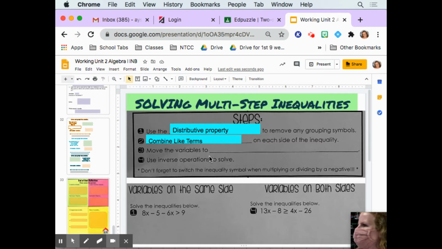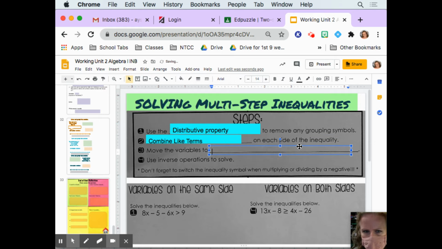Okay, the next one, move the variables to, when we do inequalities, we really want all the variables on the left side of the inequality symbol. So move the variables to the left side of the inequality symbol.